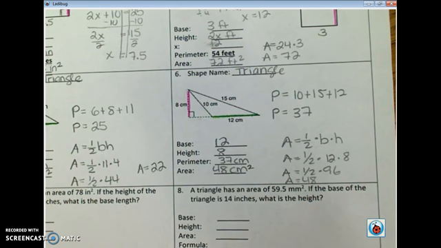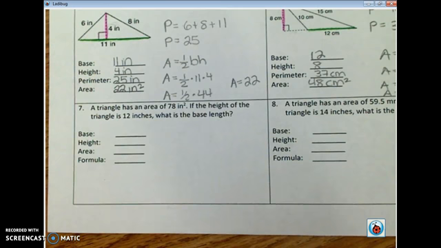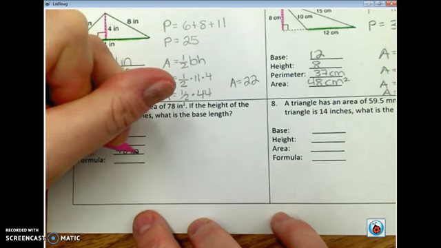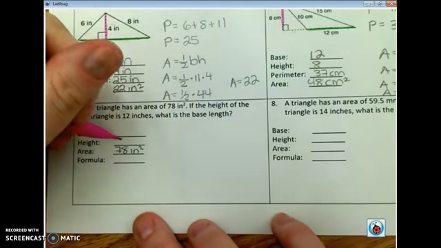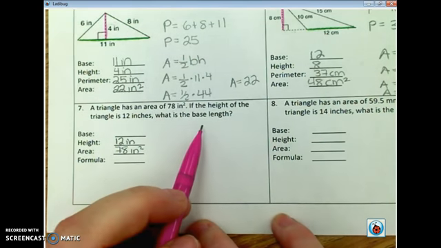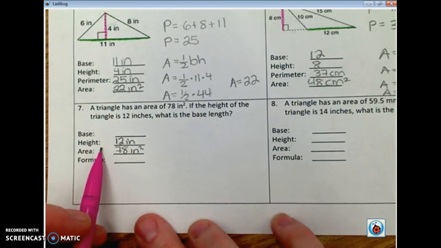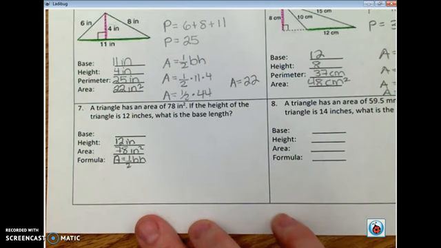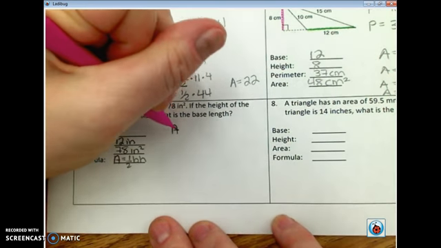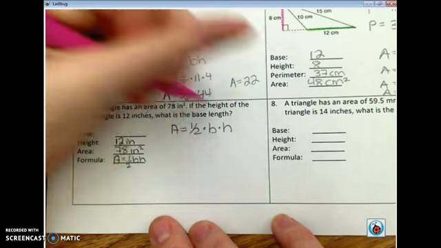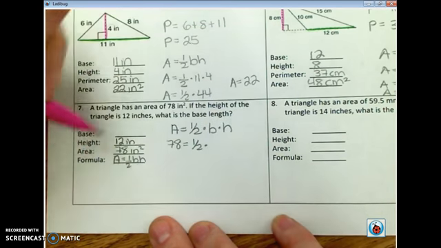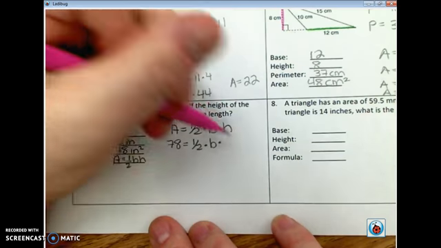Okay? All right, in this one, we have a triangle has an area of 78. Well, that piece of information was given to me. If the height of the triangle is 12 inches, what is the base length? So, I've got my area and I've got my height. Let's write the formula that I'm going to use. Area equals 1/2 base times height. Well, I have the A and I have the H, so I need to find the B. Start with the formula. Fill in what we know. 78 equals 1/2. We don't know the base, and the height is 12.